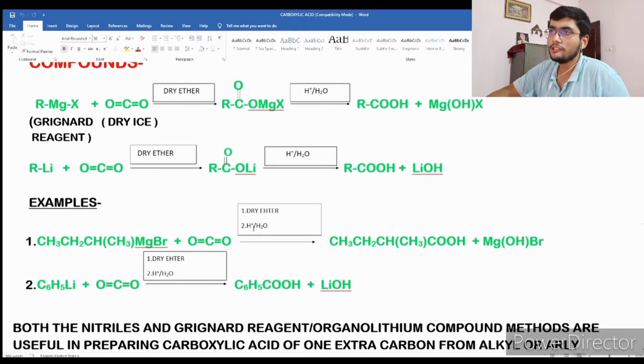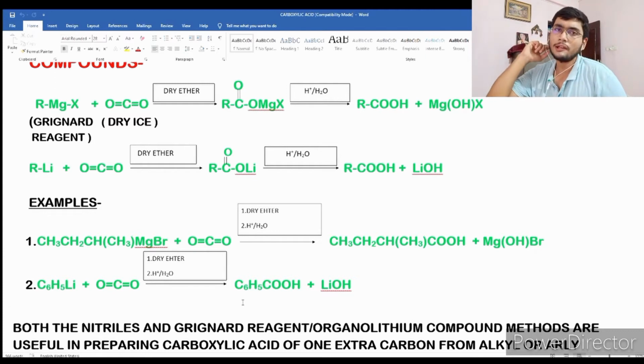So by doing these two things, what will be the final product? This MgBr will get replaced by a carboxyl group. So that's what is here. You see this is the R group here, and this is the same R group here also. And now this MgBr has been replaced by a carboxyl group. Now the same case goes with the organolithium compound. Here Li, under the same conditions, will get replaced by a carboxyl group. You see here it is Li, and now in the final product here it is a carboxyl group. So by this you can prepare carboxylic acid as well.